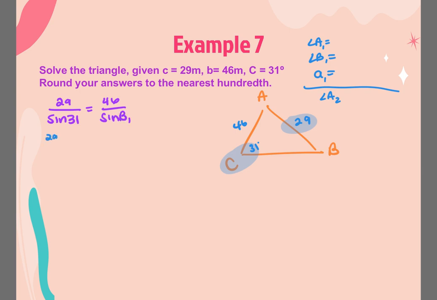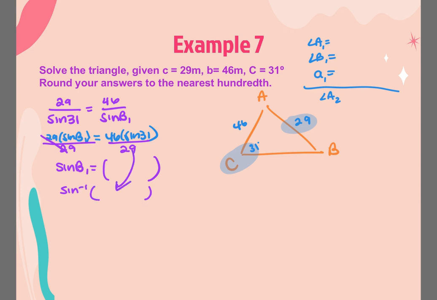Cross multiply, 29 times the sine of B1 equals 46 times the sine of 31. Divide both sides by 29. And I get sine of B1 equals, and I'm going to type that all in after I hit sine negative 1. So I'm going to do sine negative 1 of that whole fraction, 46 times the sine of 31, close my parentheses, divided by 29. And I get B1 is 54.78 degrees. So that is angle B1, 54.78.